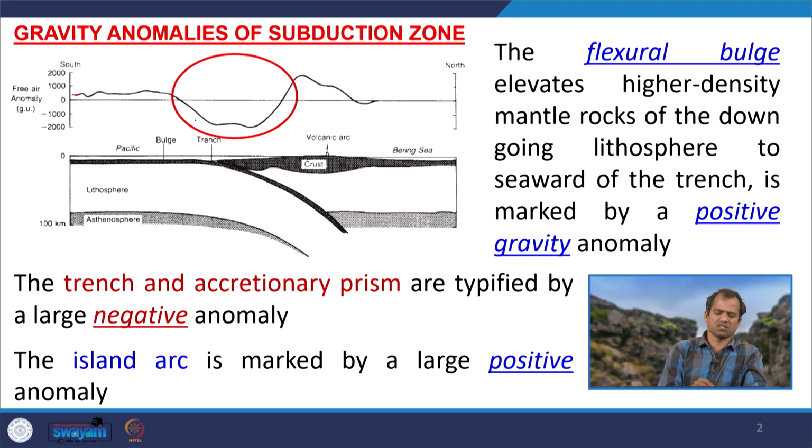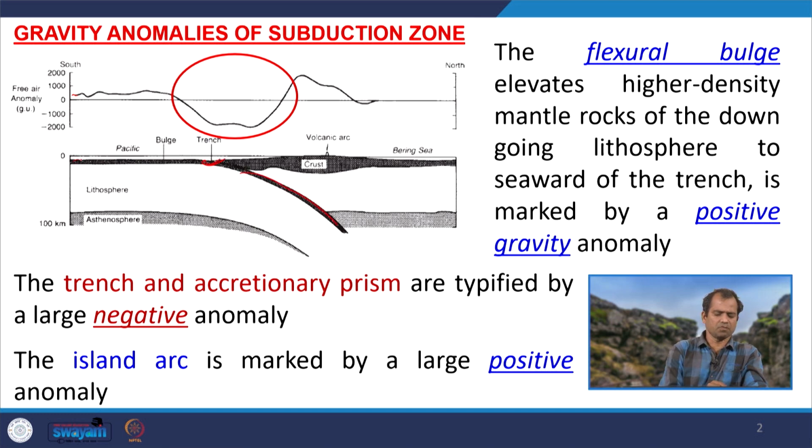Where there is high mass or added mass, we get a positive free air anomaly, and where there is mass deficit, we get a negative free air anomaly. With Bouguer, we are talking about the Bouguer density anomaly. Depending upon the density contrast, we talk about this Bouguer anomaly. So, let us talk about these gravity anomalies in the subduction zone.